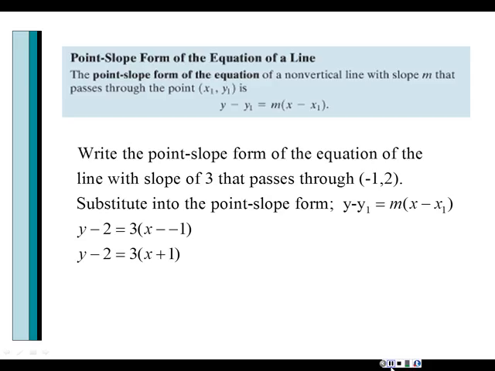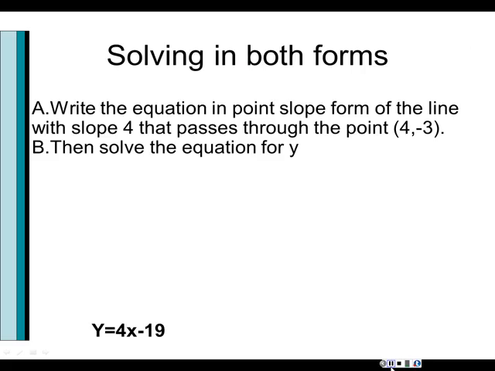Now let's see whether we can find an example. Yeah, there's a nice example here. Write the equation in point slope form of the line with a slope of 4 that passes through the point (4, -3). Now how do you solve it? Let's write the equation first. The equation is y minus y1 equals m times x minus x1.